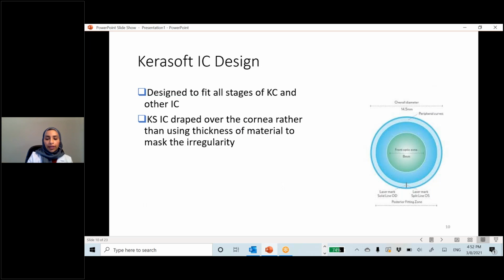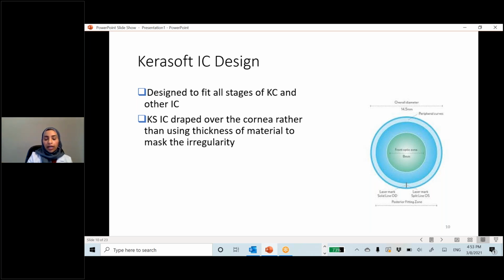So let's talk about the Kerasoft IC lens design. It's designed to fit all stages of keratoconus and other irregular cornea. I want to mention that the IC in the Kerasoft design means irregular cornea. So the Kerasoft IC lens drapes over the cornea rather than using a thickness of material to mask the irregularity. In this case, we don't want to have excess tear pooling underneath this lens. So this lens is really meant to drape over the irregularity.